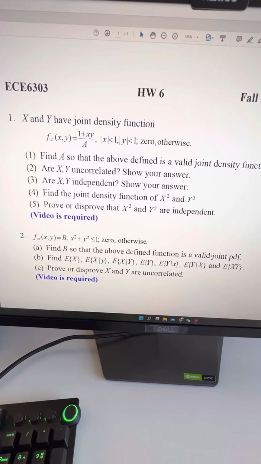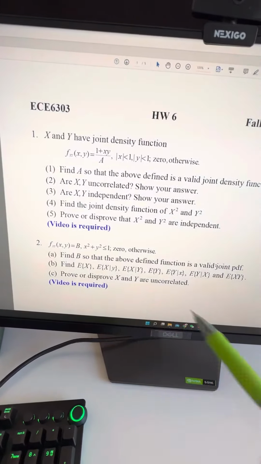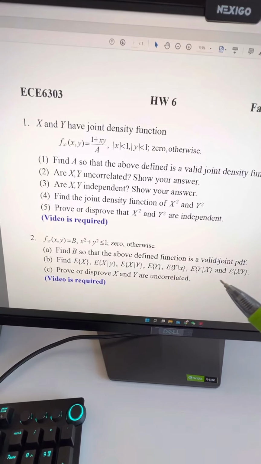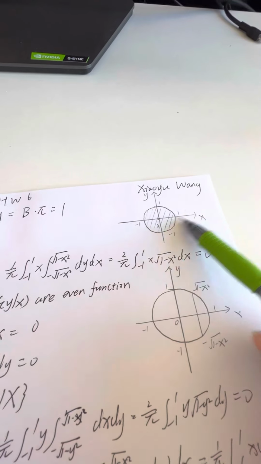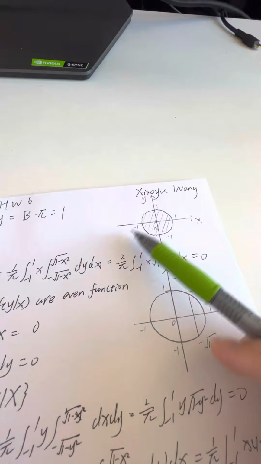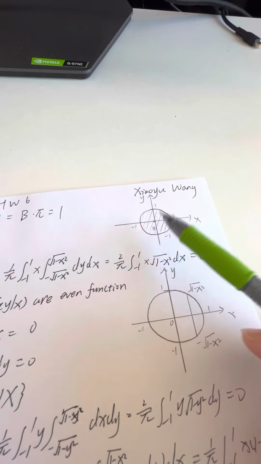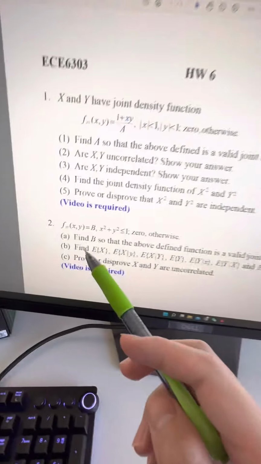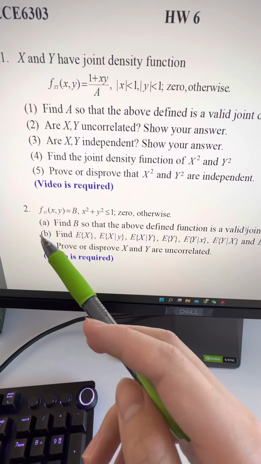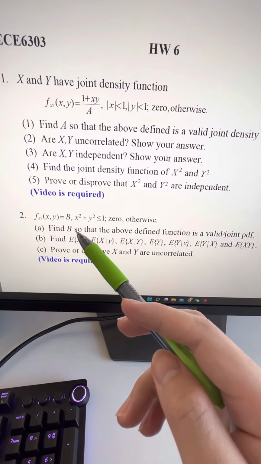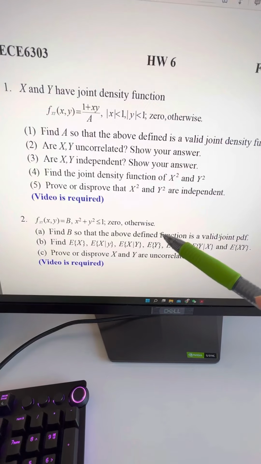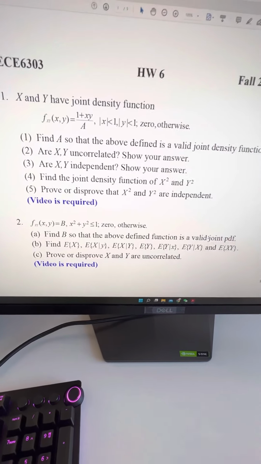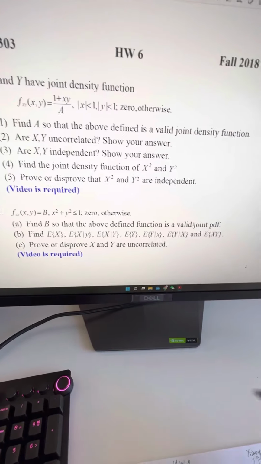Here we should notice that x and y are in the area of a circle, so we can draw it like this. The integral over this circle is the area of the circle, which is equal to pi. For the first sub-question A, it wants us to find b so that this is a valid joint density function.